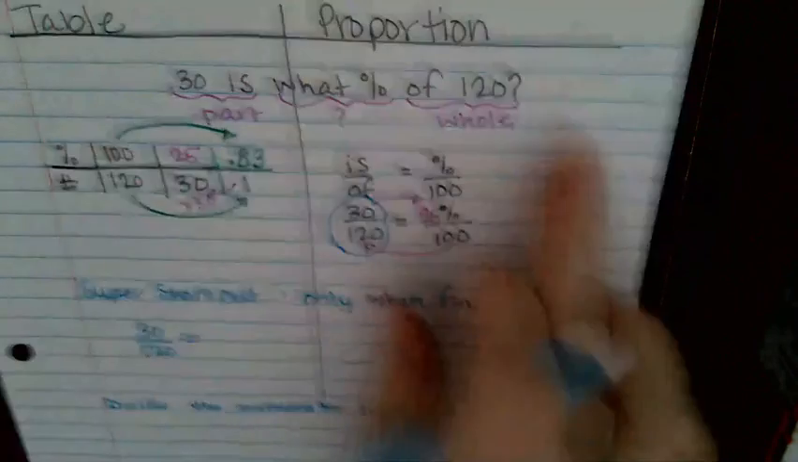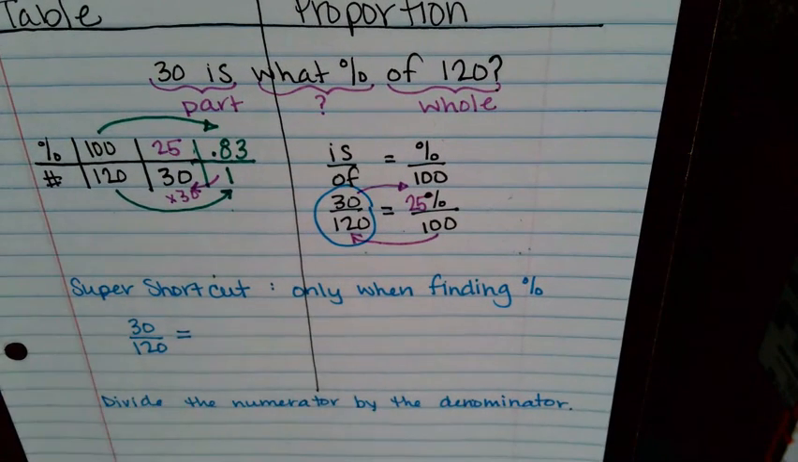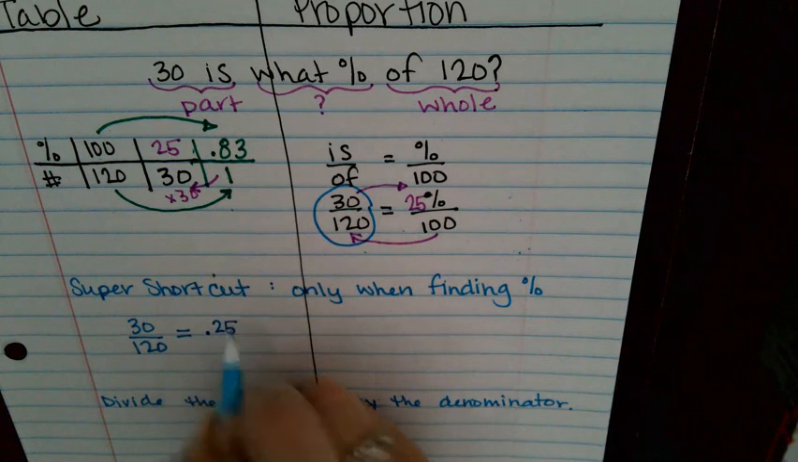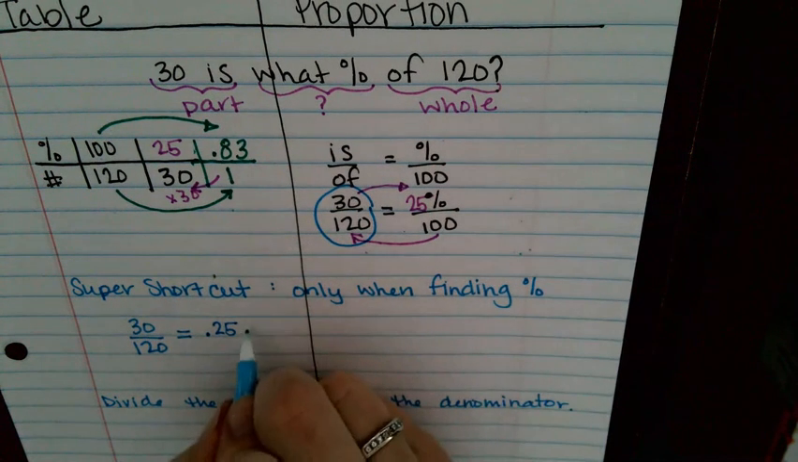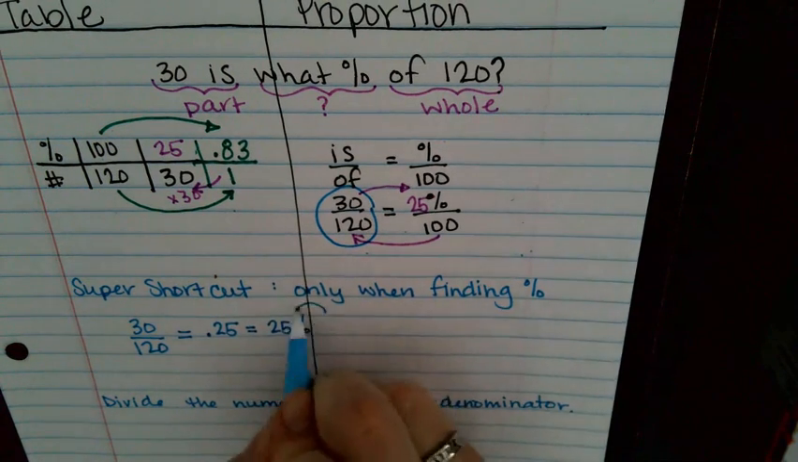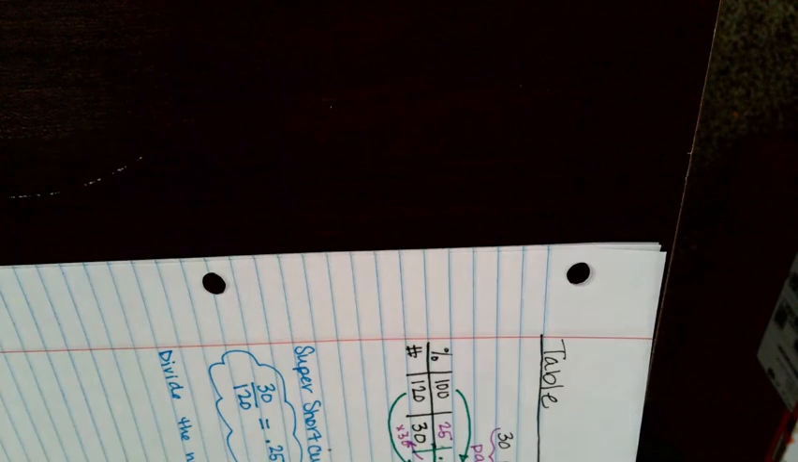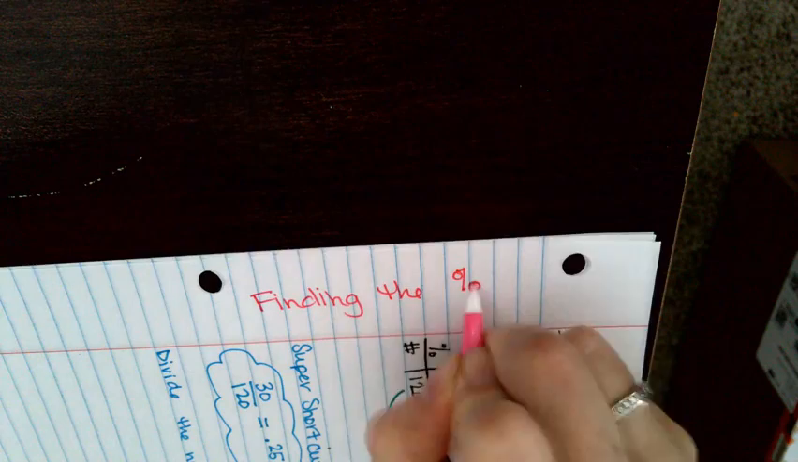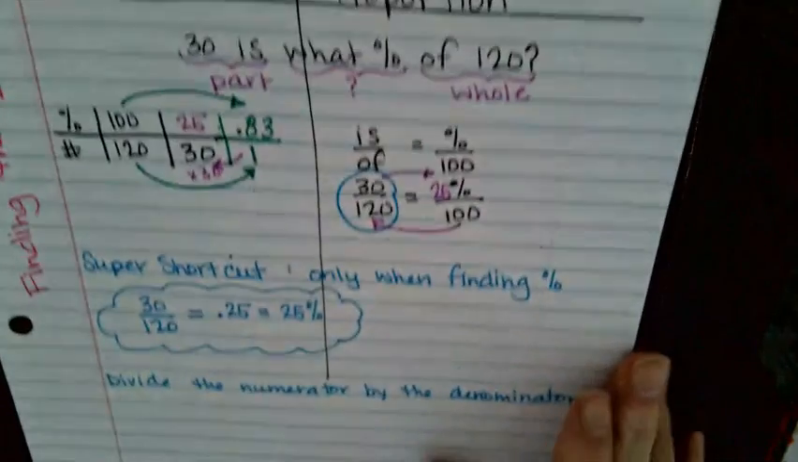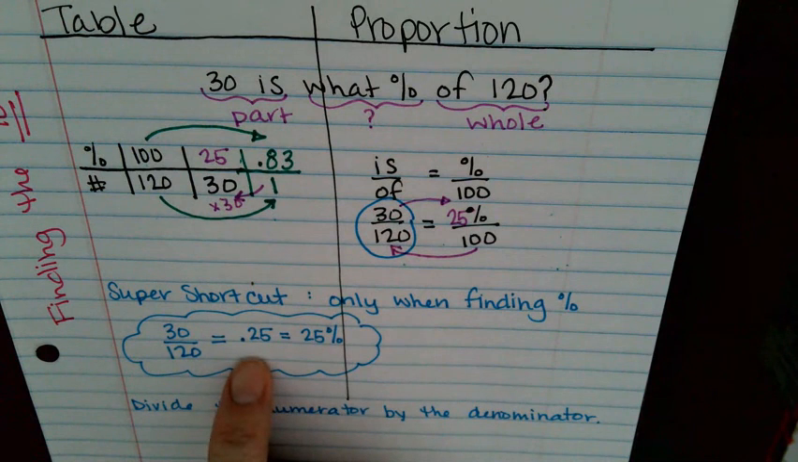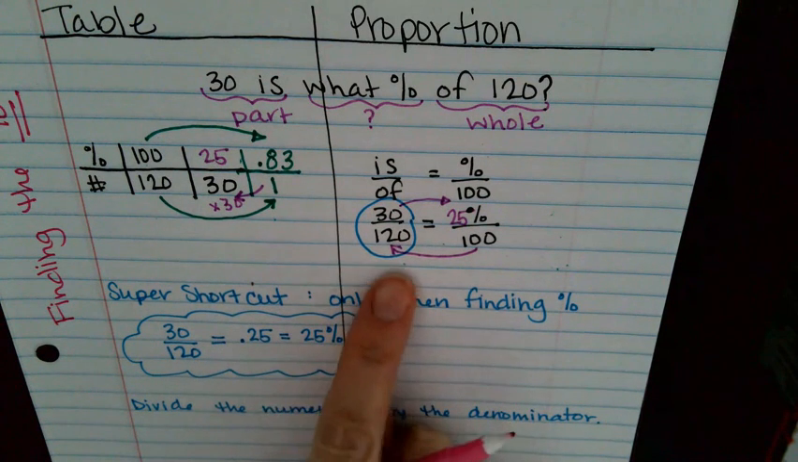Okay, and then you can skip all of this, right? Because 30 divided by 120 or 3 divided by 12 gives you 0.25 when I put it in my calculator, and then I can multiply that by 100 to get 25%. This is the way that I would do it if I am, and let's remember, finding the percent. Okay, so when you're finding the percent, you can use the table, you can use the proportion, or you can use this shortcut and just divide the numerator by the denominator of this.